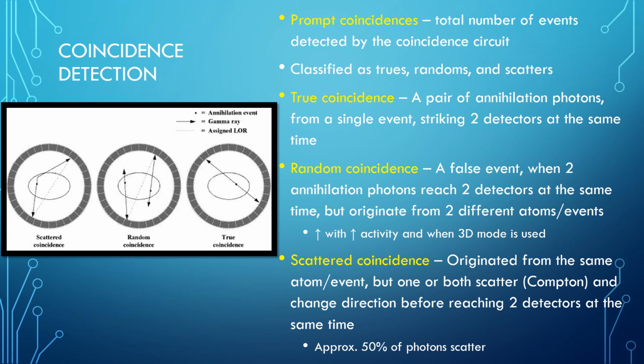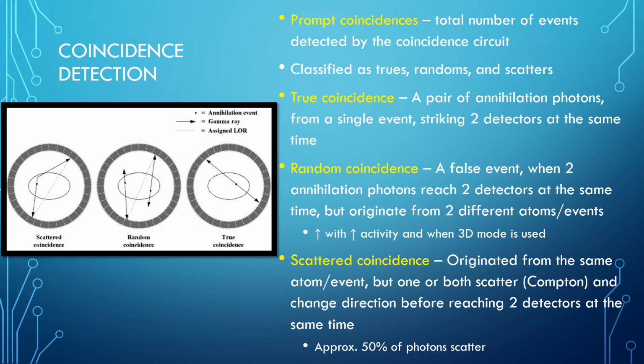And then scattered coincidence originated from the same atom, but one or both scatter and change direction before reaching detectors at the same time, and they can't necessarily be traced back to the same place. Approximately 50% of photons are scatter. This is really hard for our camera to differentiate, and a lot of times they end up being traced back to the wrong source. If you look over here in the image, this is the scattered ones.